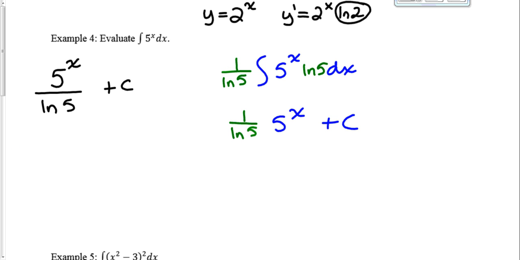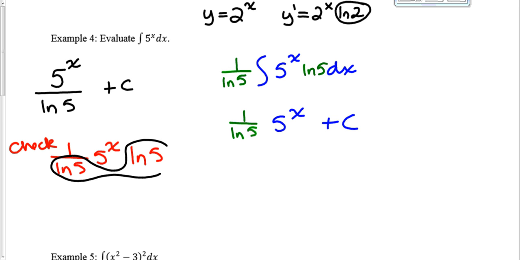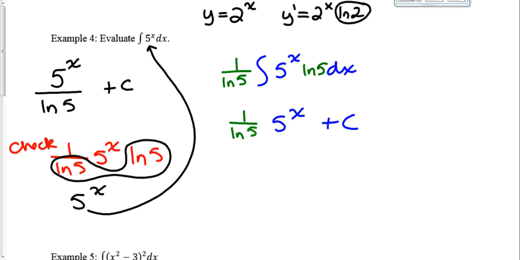So let's do a check. So 1 over natural log 5 is a constant, so I can pull that out. The derivative of 5 to the x is 5 to the x times natural log of 5. Then I have a natural log of 5 on the top, a natural log 5 on the bottom. Those become a 1, leaving me with 5 to the x, which is what we started with. Next one.